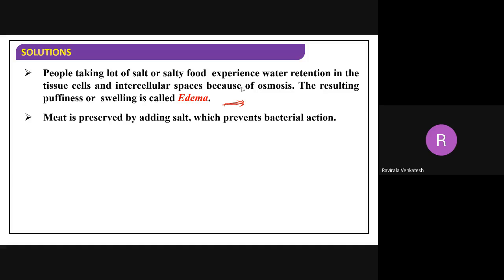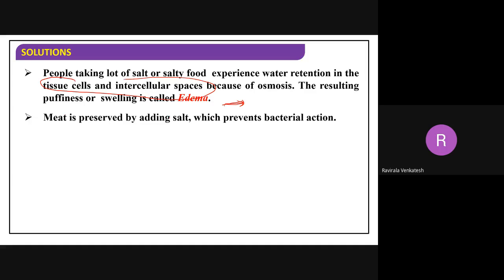Why? Because of the huge concentration of that salty food items, whatever the water present in the tissues will go out. So you need some water in that case. So whenever you eat salty type of things, whatever the water present in the tissues, intracellular, they lose water. So you are getting thirsty. You want to take more amount of water at that time.